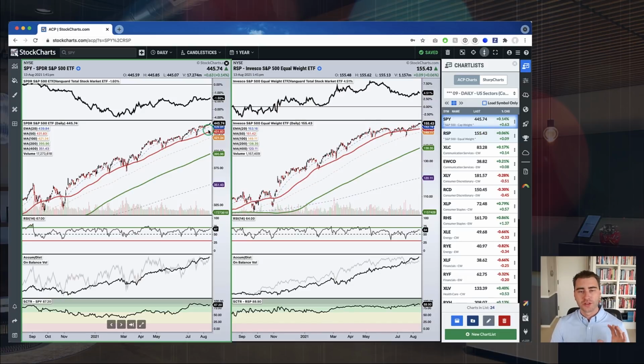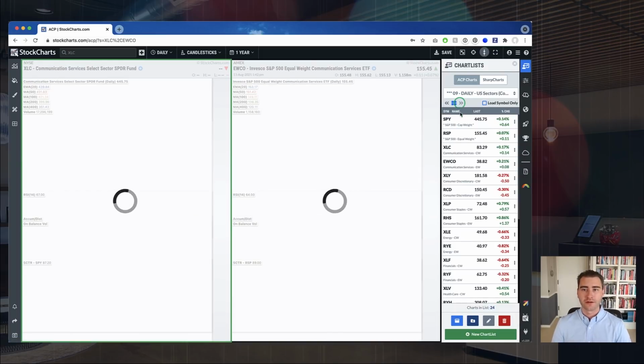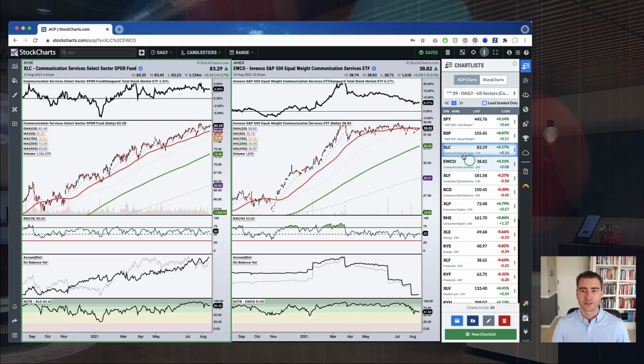Now, what I really want to do with this view, again, is compare the cap weight versus the equal weight. So here we're looking at it for the S&P 500. We've got cap weight on the left. We've got equal weight on the right. And so using the multi-chart layout feature in ACP, I can turn this on, give that a click, and now I can flip through this list and compare the cap weighted sector versus the equal weighted sector. So when I click next, you'll see that we jump down to the next two charts in this list, which in this case is communication services. We've got XLC and we've got communication services in that equal weighted flavor, EWCO.